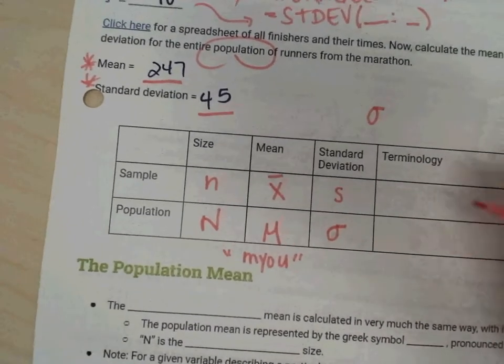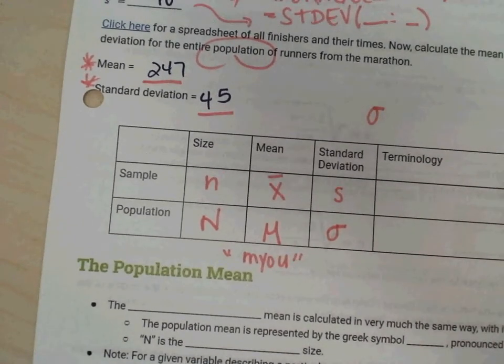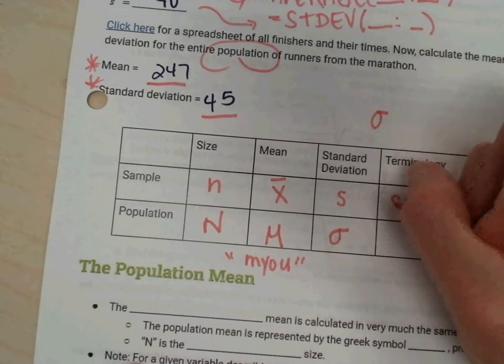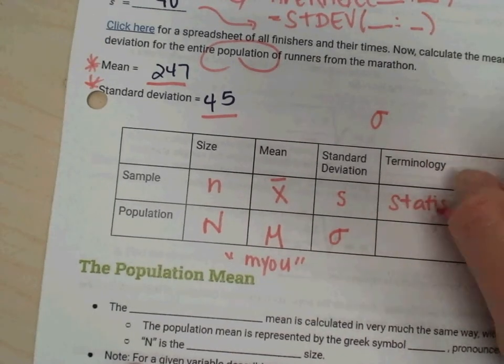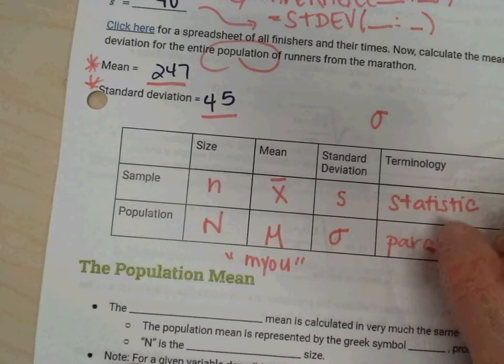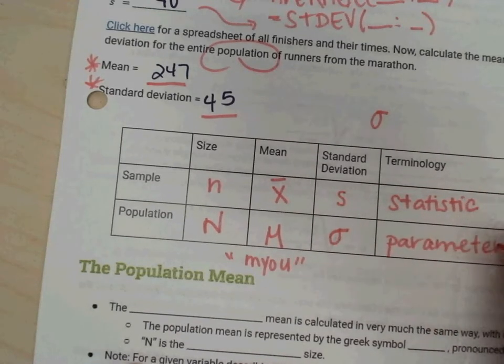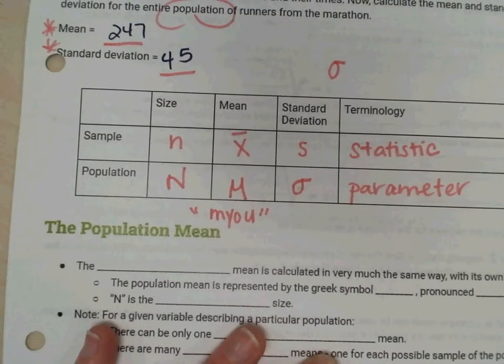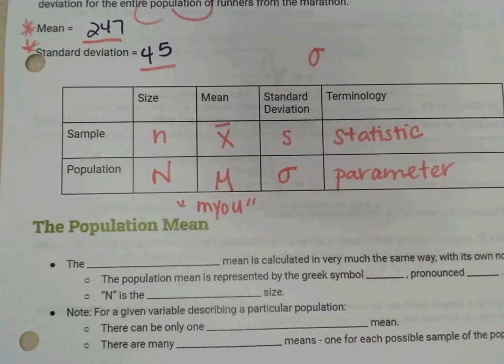The terminology for a sample when we're talking about these measures is statistic. We call those statistics. And for population, the terminology is a parameter. Parameter. Okay. And sigma is the standard deviation of the population.